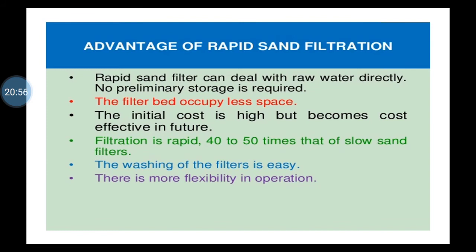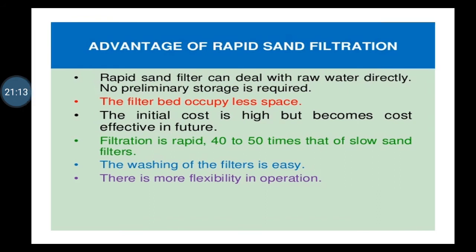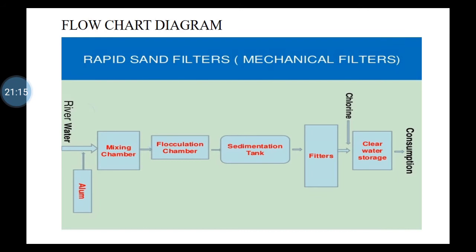Filtration is rapid, it can be 40 to 50 times that of slow sand filter. Then washing of filter in case of rapid sand filter is very easy, isn't it? So these are certain important advantages of rapid sand filter. Then this is about the flow chart of rapid sand filter. As I said, the question many a times is asked only on draw a flow chart of rapid sand filter.